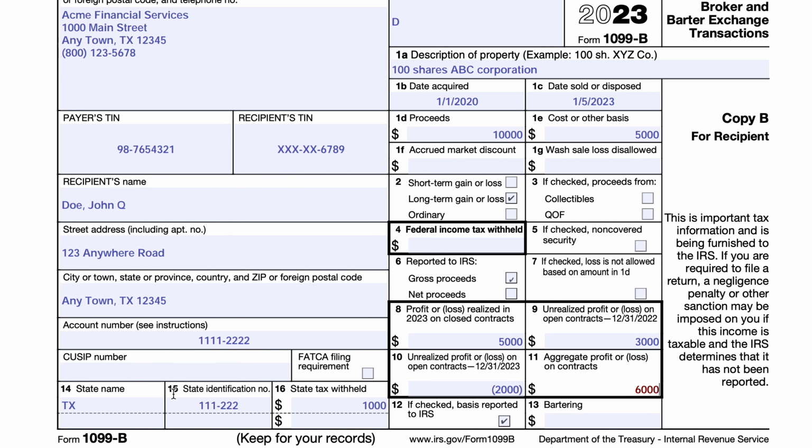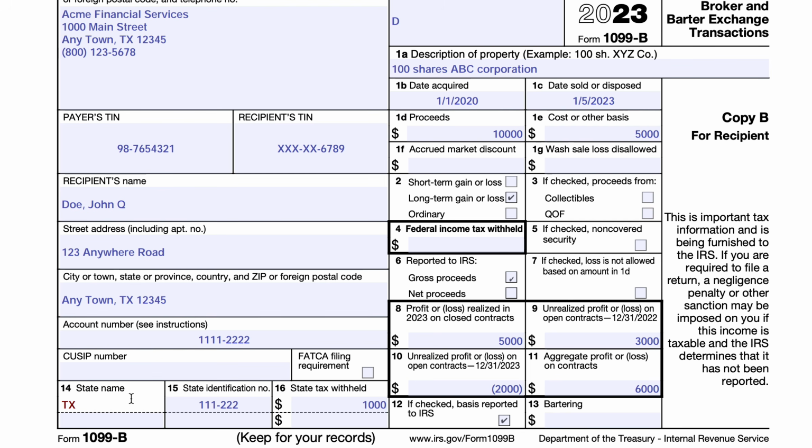So over here, back to the left-hand side, this is state tax information. If you live in a state where you don't have to file a state tax return, you might not see anything in these fields. Just to help you conceptualize this, even though Texas is a state without a state income tax, we've populated these fields so that you can see it. So in this case, state name, we'll put Texas.